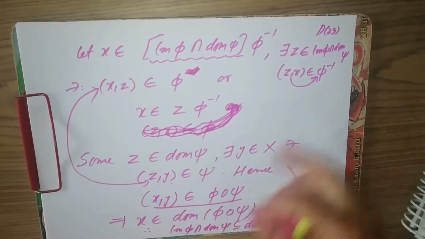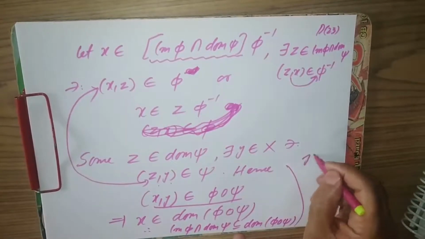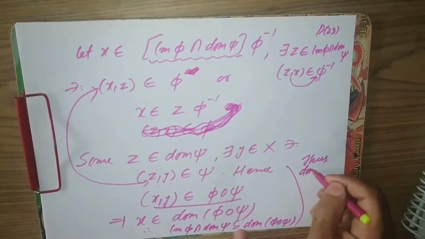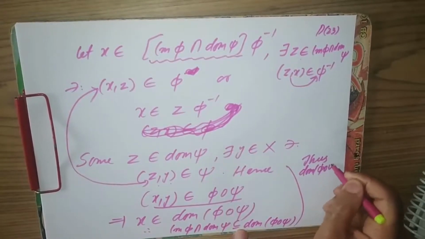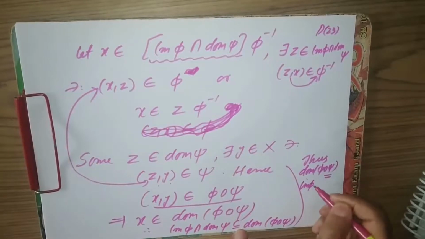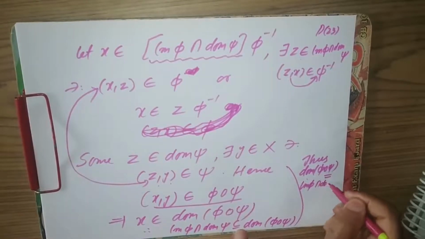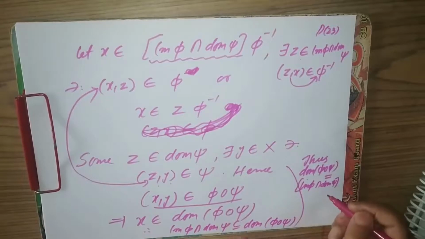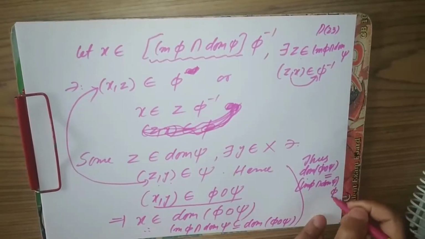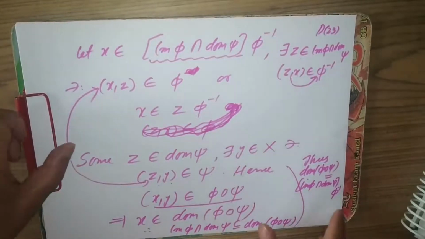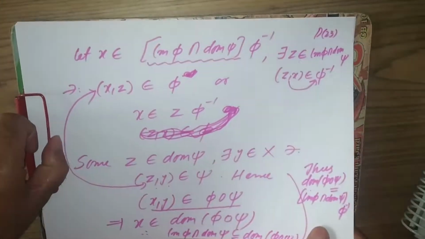Combining these two inclusions, this gives, thus we finally get that the domain of phi composition psi is equal to image of phi intersection domain of psi. They are equal. This proves part 1. Now the second part follows on similar lines. So let's prove the last one.